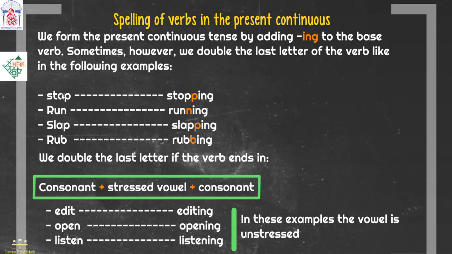If you have an unstressed vowel, you don't double the last letter. For example, here, edit. We say editing, we don't double the T. Why? Because the I is not stressed. Open: here we don't double the N. Why? Because the E vowel is not stressed. Listen. The same thing, we don't double the N because the E is not stressed. We only double the last letter if the vowel is stressed, okay? So this is the note that you need to remember.